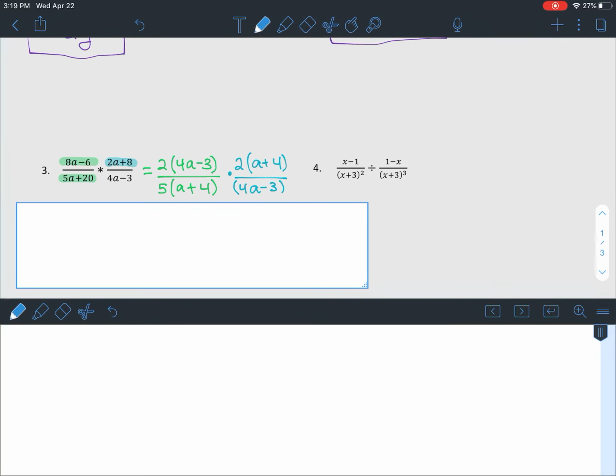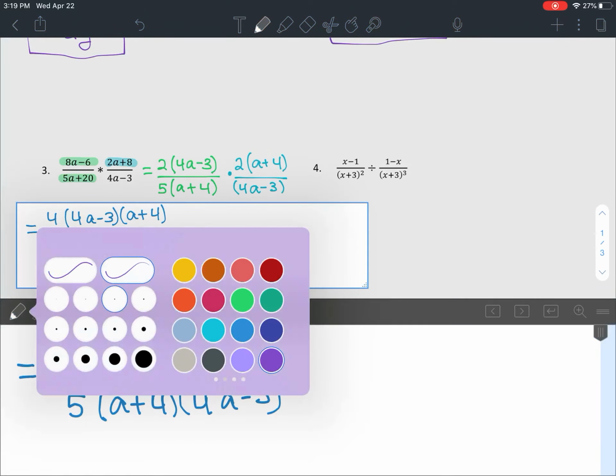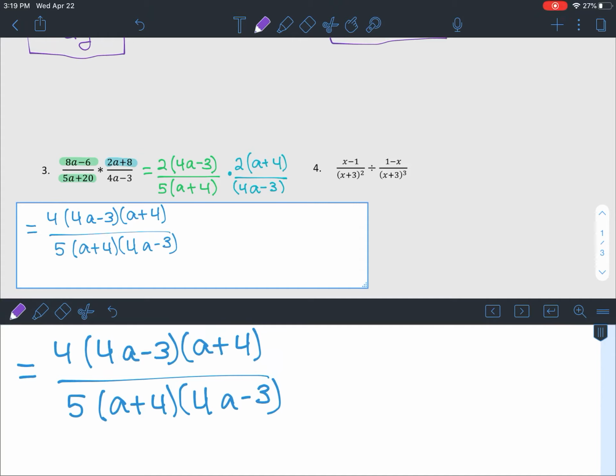Now from here, what I'm going to do is just multiply straight across. So I'm going to multiply my coefficients, my outside numbers, and I'm going to get 4a minus 3, a plus 4 on the top, over 5, a plus 4, 4a minus 3 on the bottom.